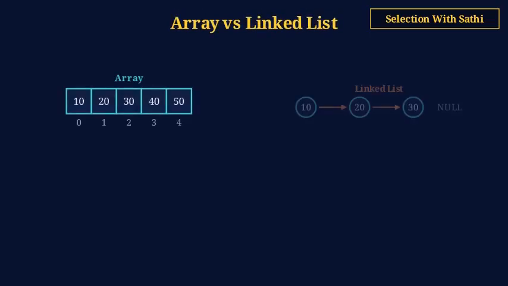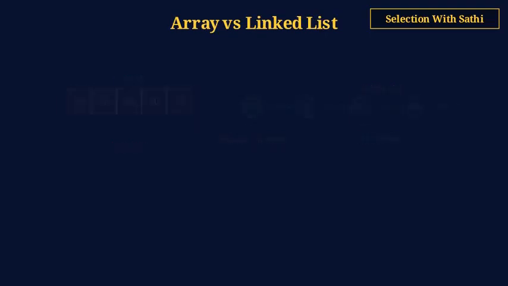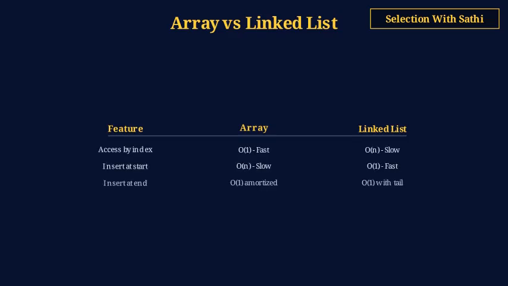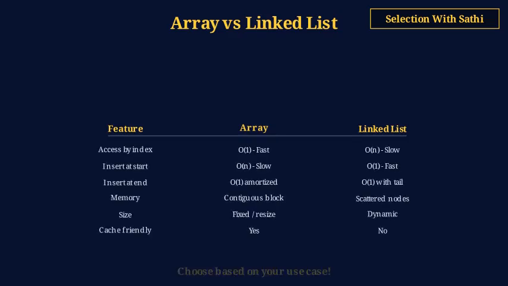Let's look at another example with student records. Suppose you need to store records of 100 students and frequently look them up by roll number. If you use an array, you can store student at index equal to roll number. Looking up any student is O of 1. Instant. But what if students join and leave frequently? Inserting a new student in the middle of an array means shifting all subsequent elements. O of n. A linked list solves this problem.